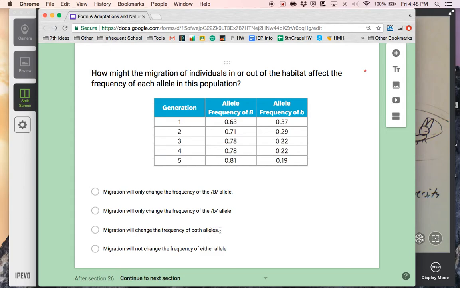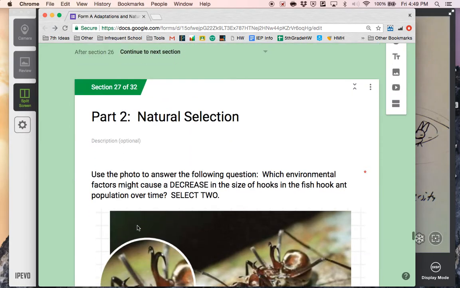Probably, because even if only one of these alleles comes in, they both are going to be affected by it because of the one allele from mom, one allele from dad. Migration will not change? No. Unless, of course, the migrating species is exactly the same as the species that's currently there, but that's not what this question is saying. So we're going to go with this one.